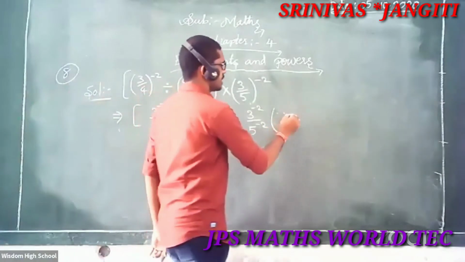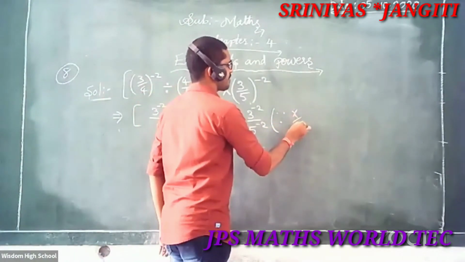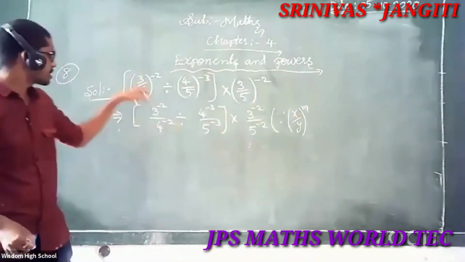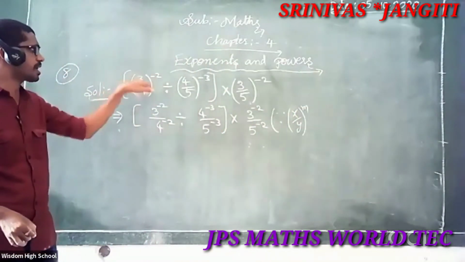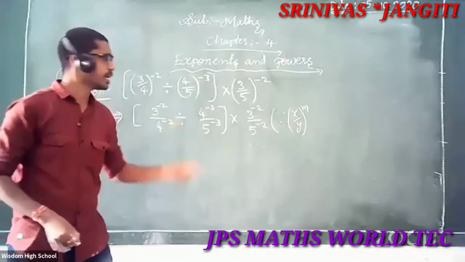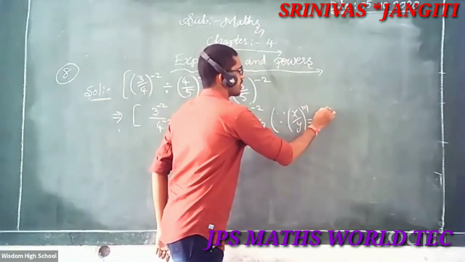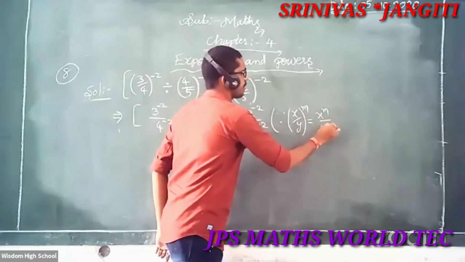Tell me this is. It is looking like (x/y) all to the power of m. (x/y) all to the power of m. You feel like that? Okay. Then (x/y) all to the power of m is equal to what is here? x to the power of m by y to the power of m.